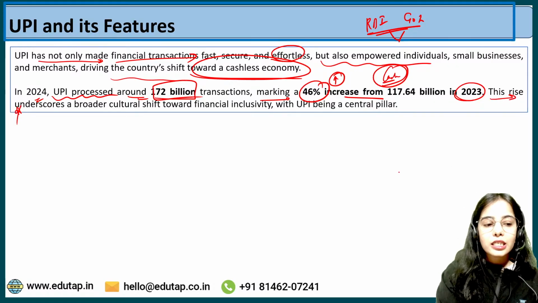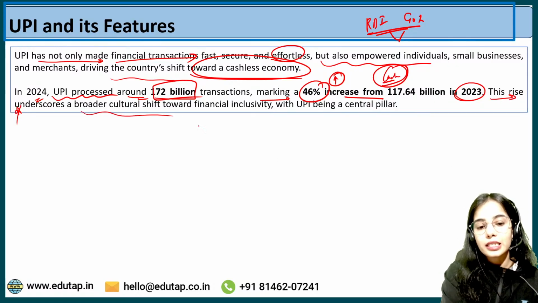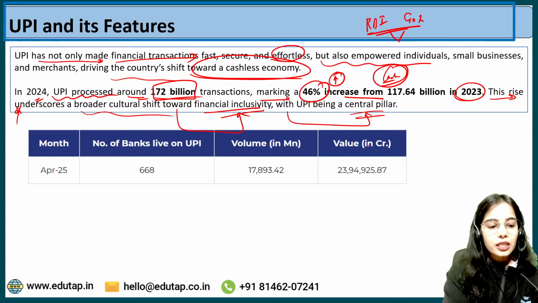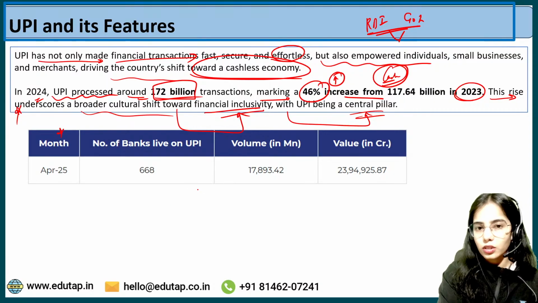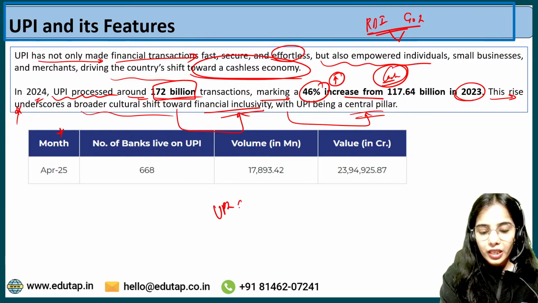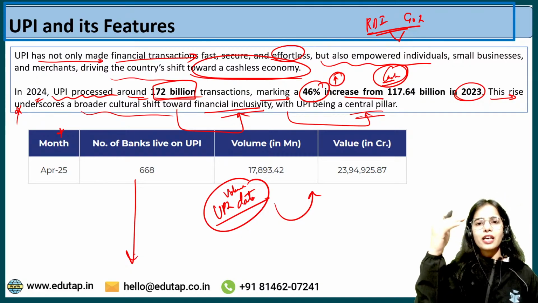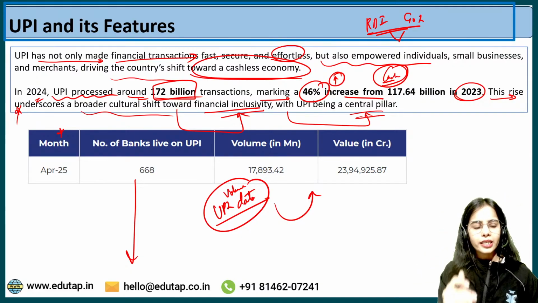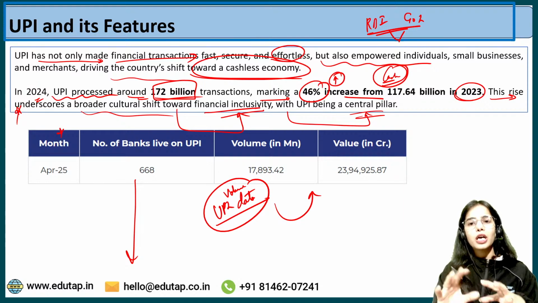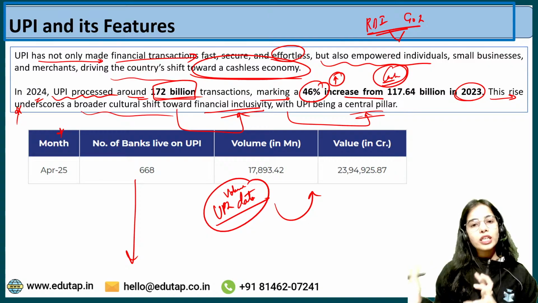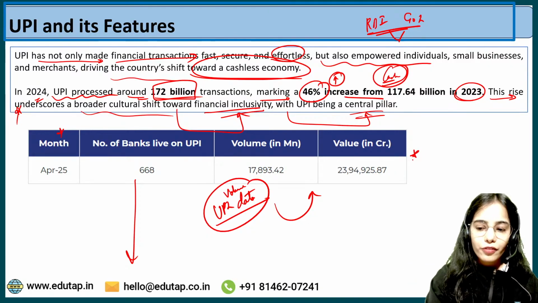This rise underscores a broader cultural shift towards financial inclusivity, with UPI being a central pillar. Now, the monthly data is available if you go to Google and type UPI data, UPI transaction or UPI volume data. On the NPCI website, this data comes for each month. You will get the data for March 2025 and April 2025. May 2025 data is not out right now; it might be out next month. So before the examination, you can check the UPI volume data.